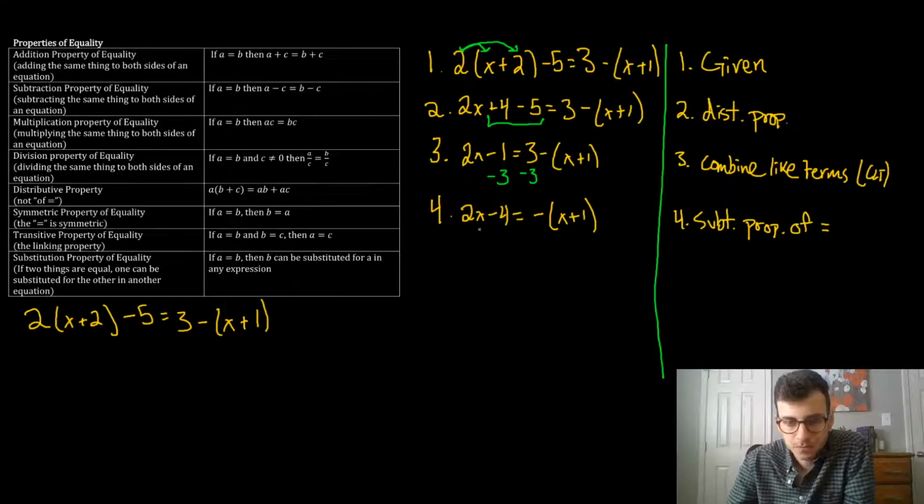Okay. So now I've got this bit right here, and my next step is to distribute this negative x plus 1. Okay, so distribute that negative. 2x minus 4 doesn't change. That equals negative x minus 1. And we did that using the distributive property again.